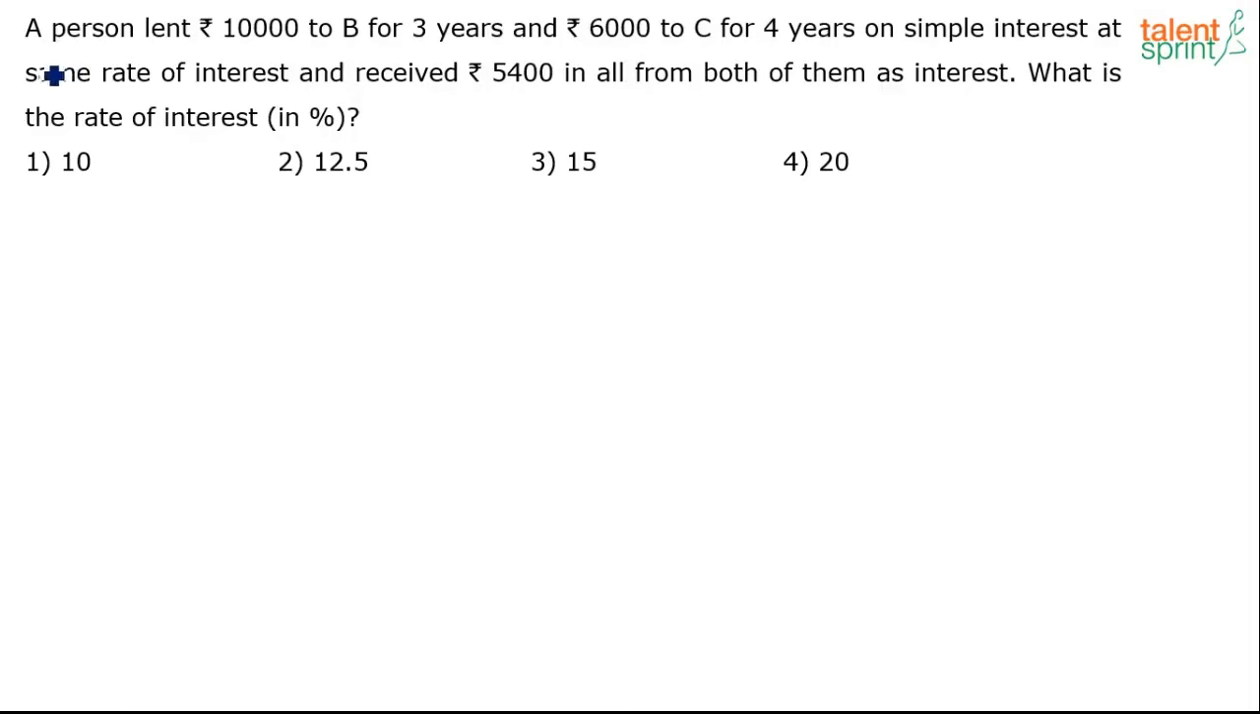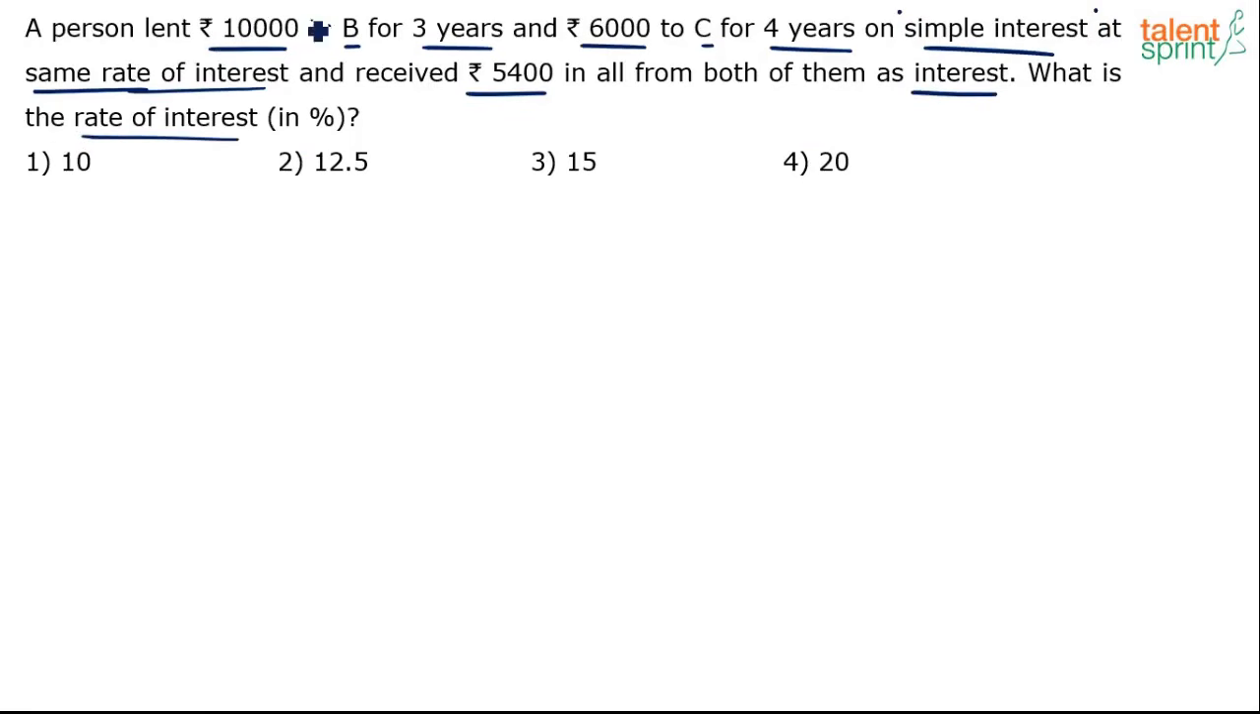Alright, so let's discuss the solution now. Here we go. A person lent rupees 10,000 to B for 3 years and rupees 6,000 to C for 4 years on simple interest at the same rate of interest, right? At the same rate of interest. And he received what? 5,400 in all, that is 5,400 total from both of them as interest. What is the rate of interest is the question. So basically the question is on simple interest, right? So it should be a simple one.